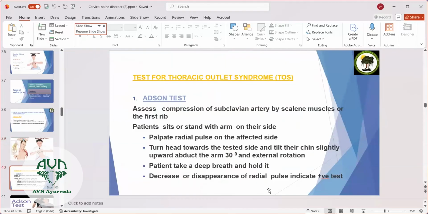The second test is for thoracic outlet syndrome, which can mimic the cervical problem. We have to rule this out also. That test is called the Adson test. It's a vascular problem. Assess the compression of the subclavian artery by the scalenus muscle or the first rib. Cervical rib also we can test this way. In cervical rib, the same thing, we can check for any vascular problem, numbness, tingling sensation, radiating pain. In order to rule out cervical spondylitis, cervical disc herniation or myelopathy, we have to do this test also. That is what is called thoracic outlet syndrome.